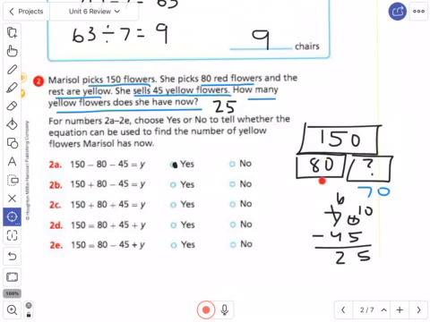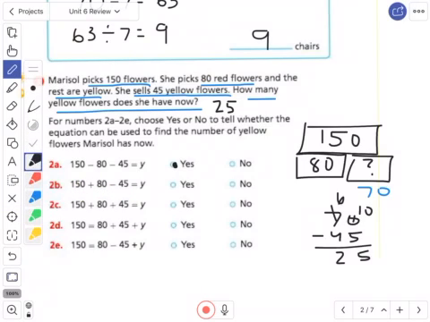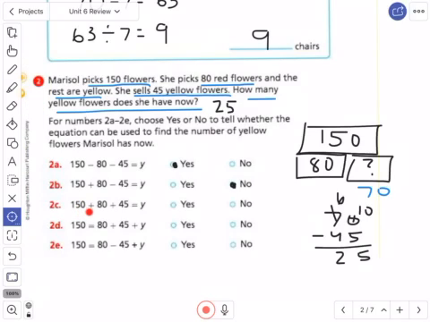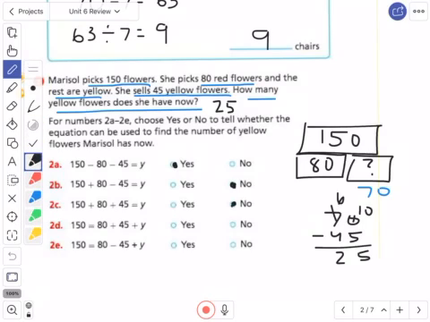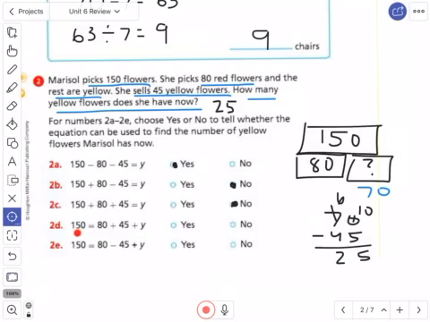150 plus 80? No, because 150 is our total. We were not adding 80 to it. We did subtract 45, but that one doesn't work because we did not add 80. Okay, number 2: 150 plus 80 plus 45. Nope. We did subtraction that whole way through. 2D. Okay, so the total was 150.